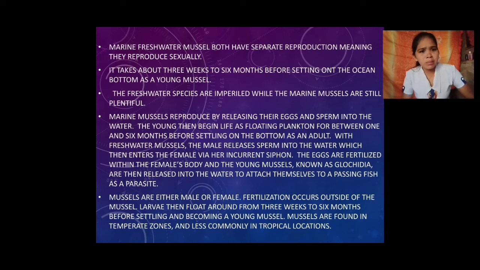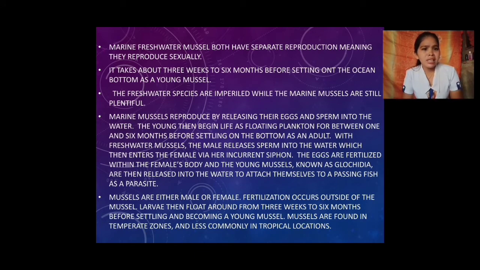Marine mussels reproduce by releasing their eggs and sperm into the water. The young then begin life as floating plankton for between 1 and 6 months before settling on the bottom as an adult. Ang freshwater og marine mussels, naay kalainan ang ilang lifestyle og mo-reproduce.